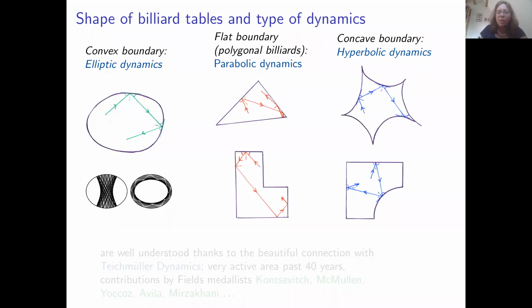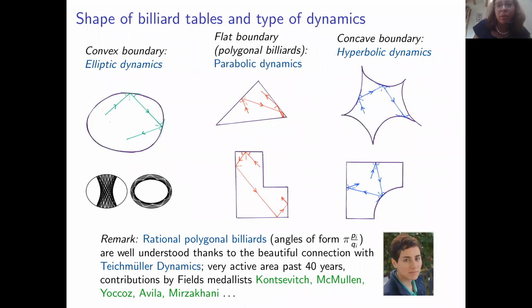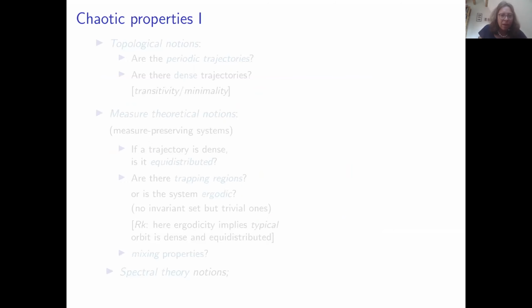And in between, there are polygonal billiards. Especially, the only ones which we understand well are those which have rational angles, so angles which are rational multiples of pi. These have been studied, and there is a beautiful mathematics related to Teichmüller dynamics, and many Fields medalists like Kontsevich, McMullen, Yoccoz, Avila, and Maria Mirzakhani have worked on billiards in rational polygons. So we understand them pretty well.